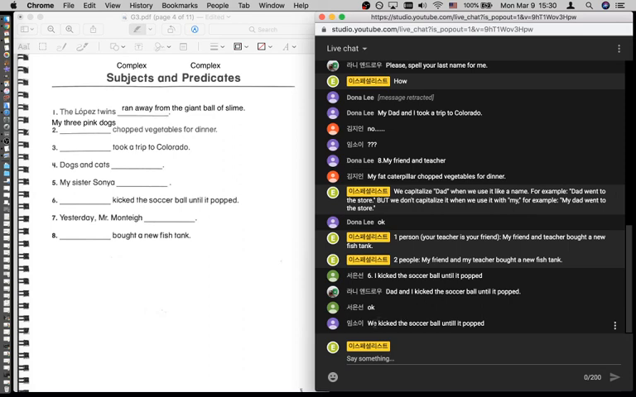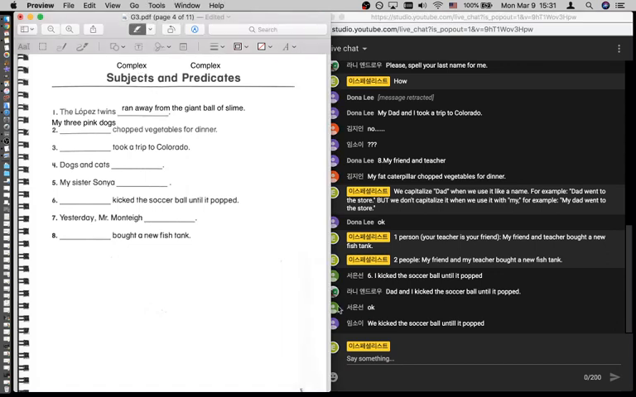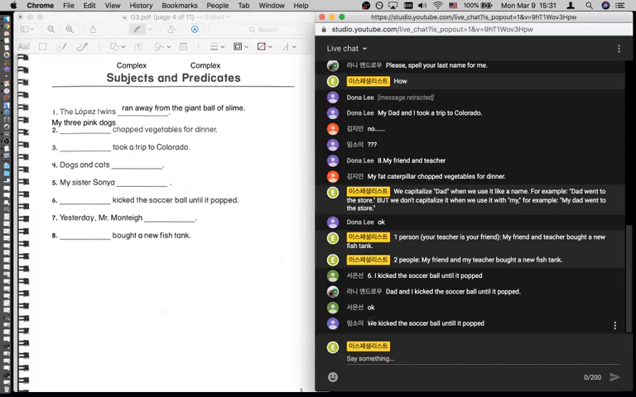We kicked the soccer ball until it popped. That's still only one word. This is also a simple subject. Even though we is more than one person, it's still a simple subject because it's only one word. We want a complex subject, so we want more than one word. This is still a simple subject.